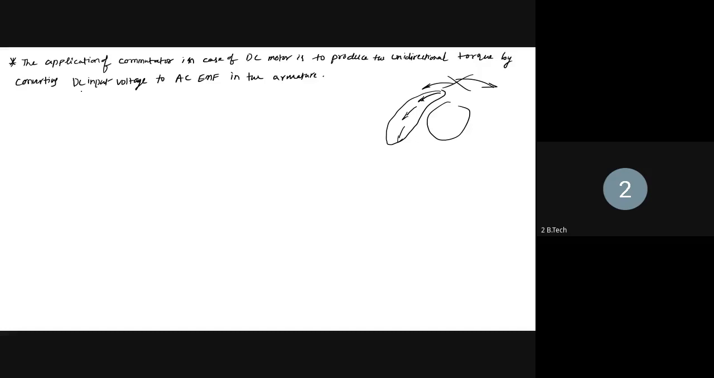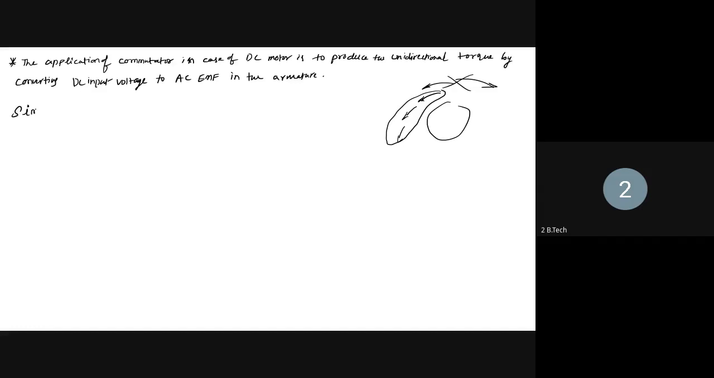For a DC motor, we are giving the DC input voltage, and the EMF induced in the armature is always AC in nature. Therefore, the commutator converts the DC supply voltage to an AC voltage in the armature. We can see this in the case of a simple loop motor.